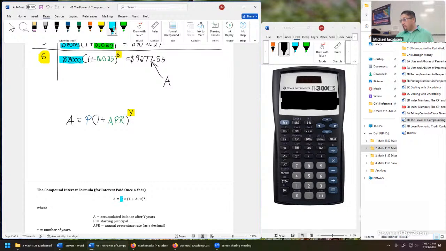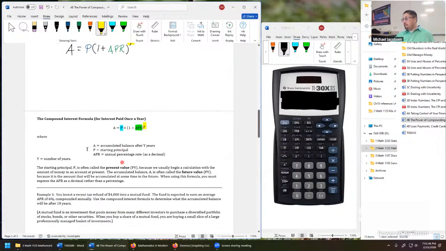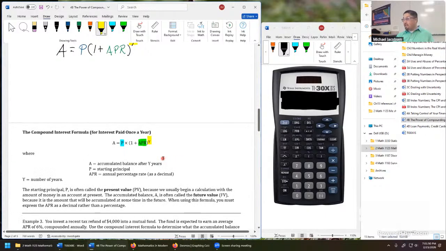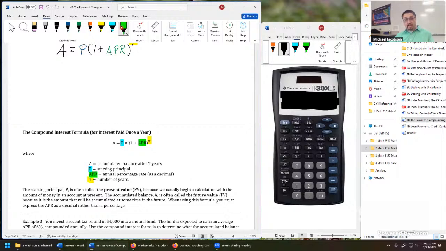So down below, here's our major format for the first big formula. So again, we'll say A is the amount accumulated, or the balance after Y years. Y is the number of years, or the term length. P is going to be the starting principal, and A is going to be the annual percentage yield, or the annual percentage rate, rather, not the yield.